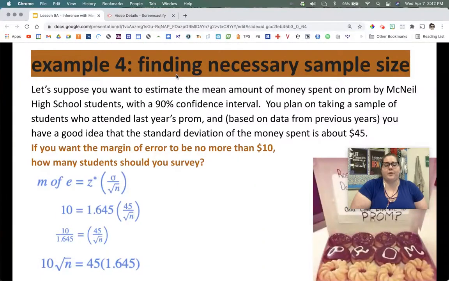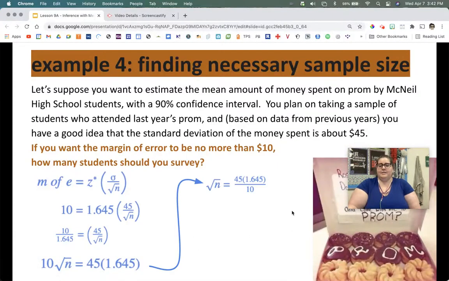So 10 times square root of n equals 45 times 1.645. I always like to save my mathiness for the end of the problem so that I'm not rounding. So my next step is I would divide by 10 on both sides so that I have 45 times 1.645 divided by 10 is equal to the square root of n. And then my last thing to get rid of the square root would be to square both sides.